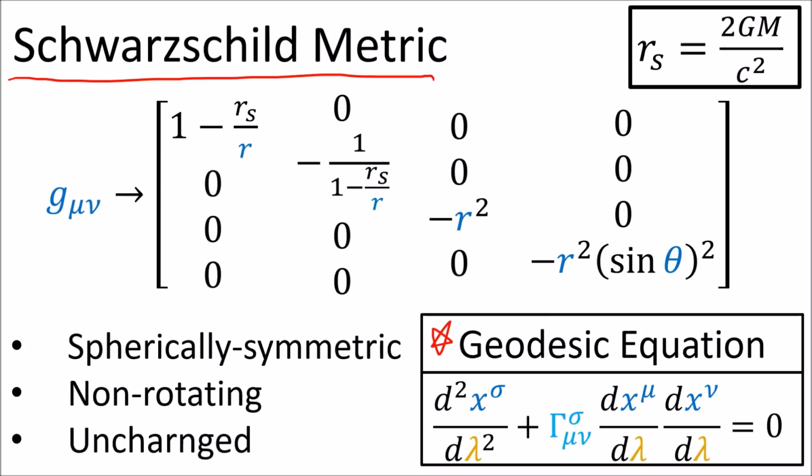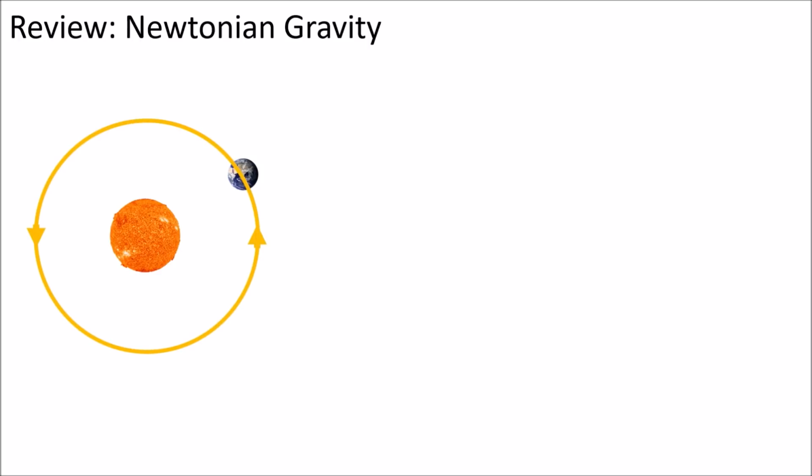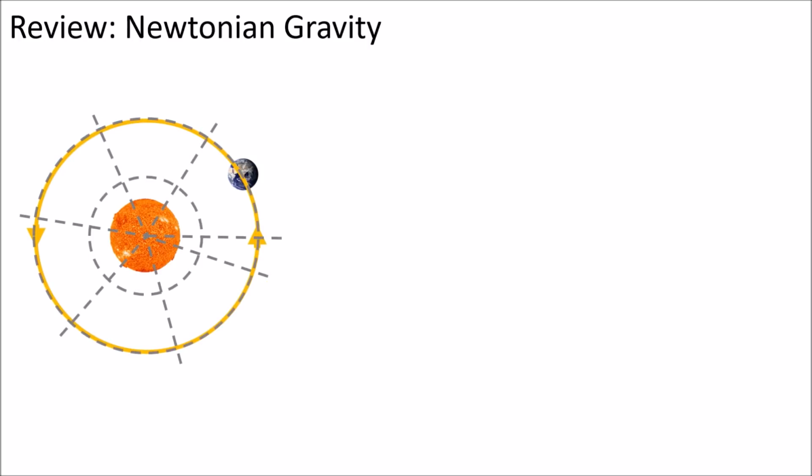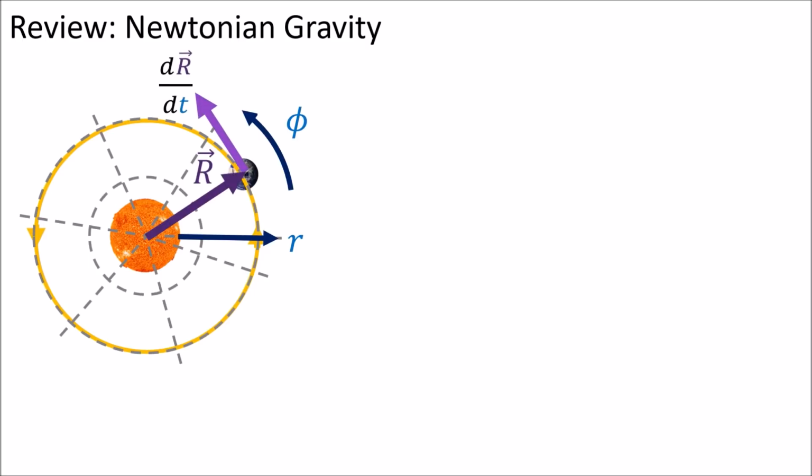non-rotating, uncharged mass. Before we look at geodesics in general relativity, let's do a quick review of gravitational orbits in Newtonian gravity. Let's say we're looking at the coordinates of a planet orbiting a star, using the 2D polar coordinates r and phi. The planet's position vector is capital R, and its velocity vector is dR/dt, where t is the universal Newtonian time coordinate.